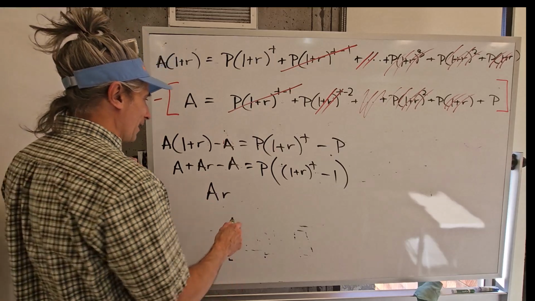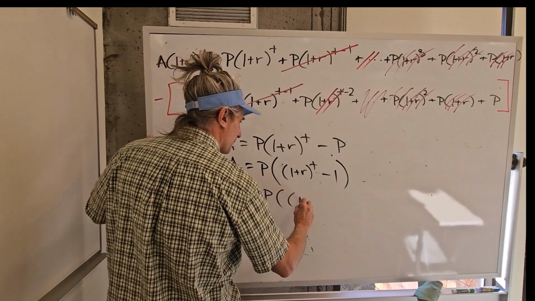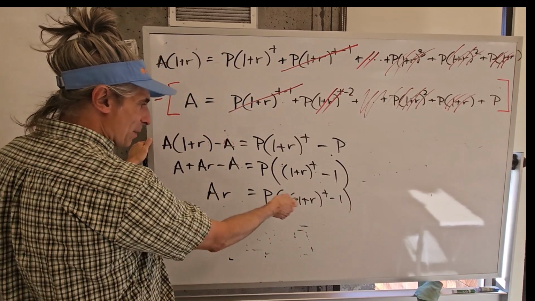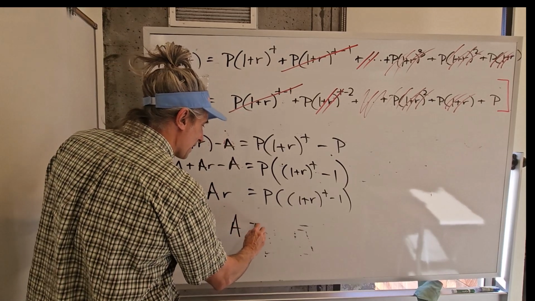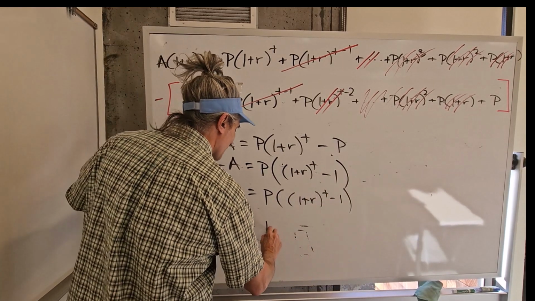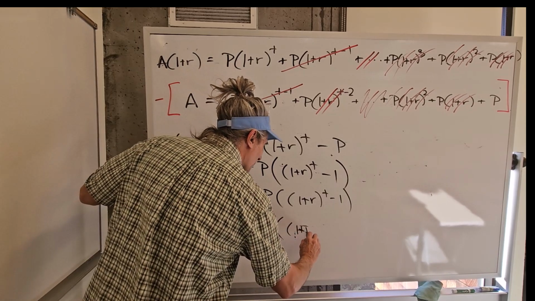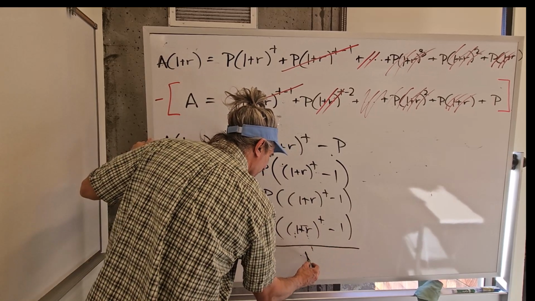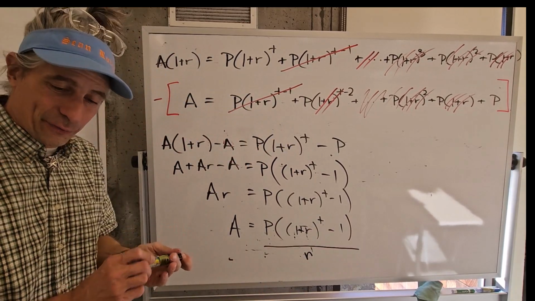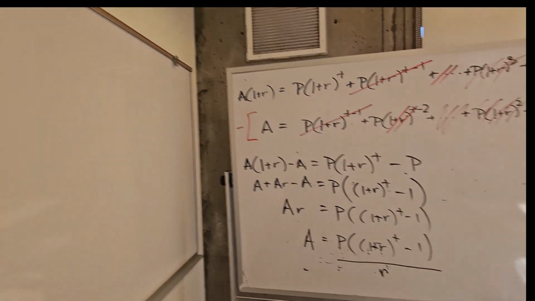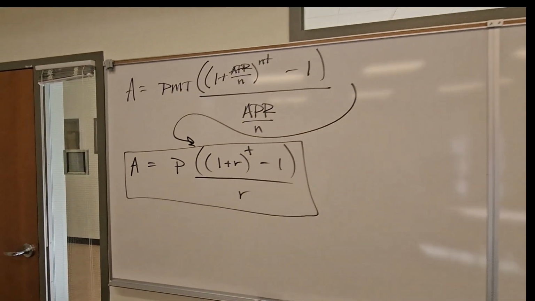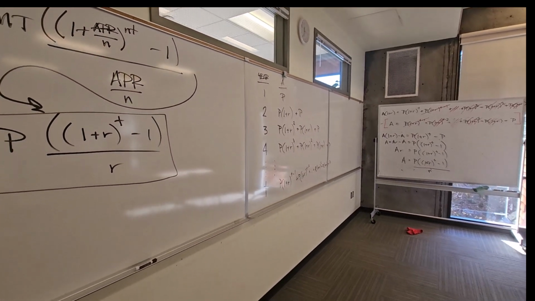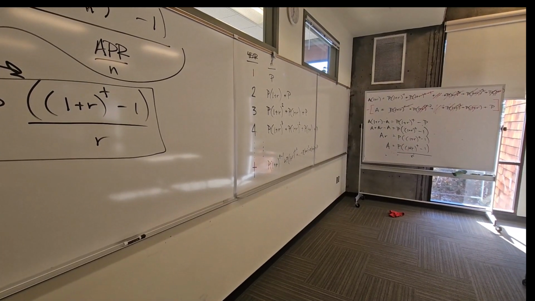Now if you look at where we are, I'm going to rewrite this one more time. If you divide both sides of this by r, you get a, which is the amount in the account after t years, is p times 1 plus r to the t minus 1 all over r, which, my dear friends, if you wander over here, is exactly the same formula that we were trying to show that it equals.